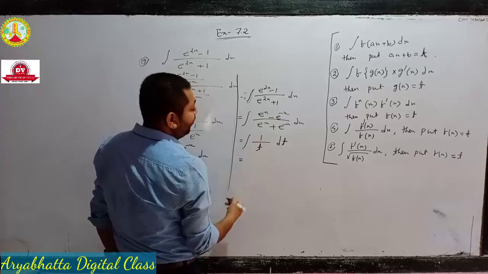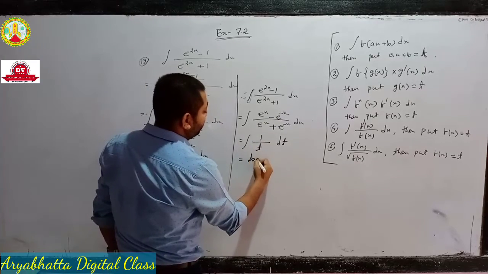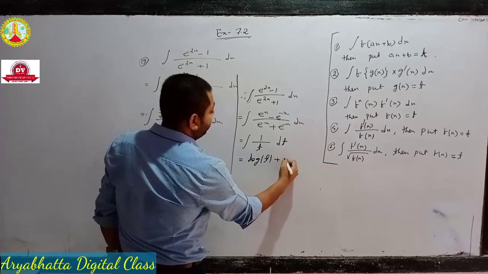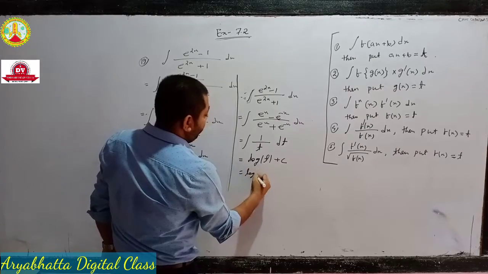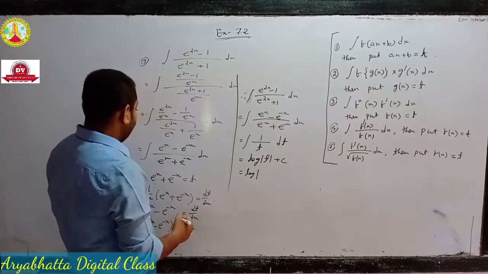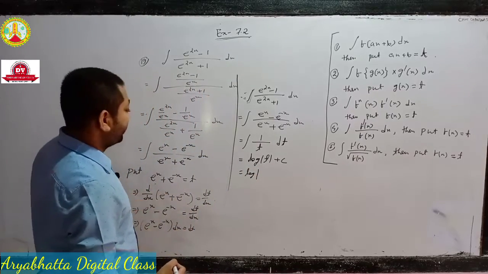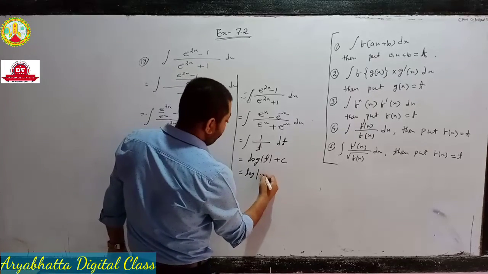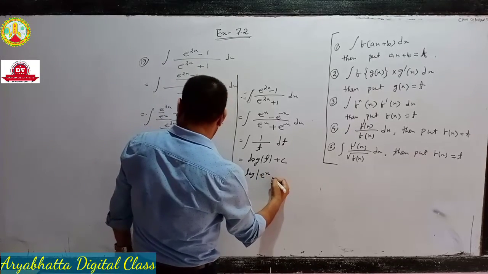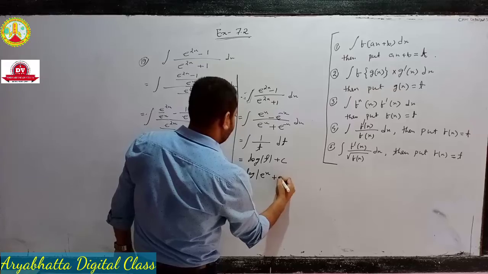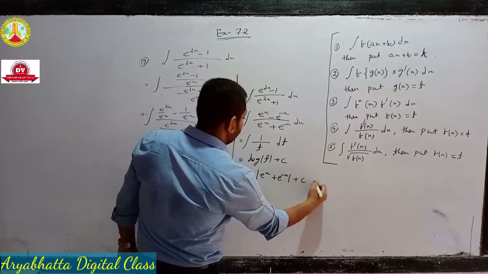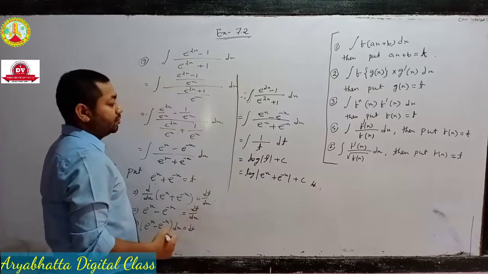We know that integration of 1 by t dt is equal to log modulus t plus c. Also t is equal to e to the power x plus e to the power minus x. Therefore you can write log modulus of e to the power x plus e to the power minus x plus c. This is the required answer.